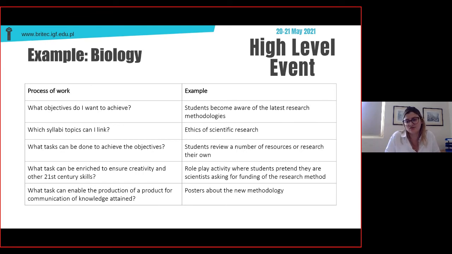I provided resources to the students, but students were also free to research more of their own. Students once again had to identify the replacement method to animal testing that they preferred, that they thought was most interesting, or maybe that they would like to see more of. And once again, I like to use role playing activities. The students had to pretend they were pitching this idea to university boards to receive funding for this method. And they also needed to produce a poster to visually communicate this new methodology to other science students in the school.